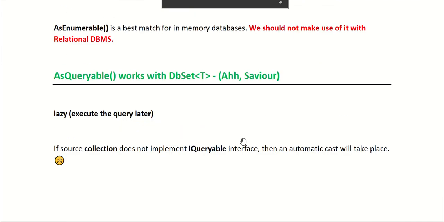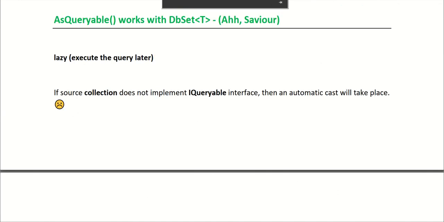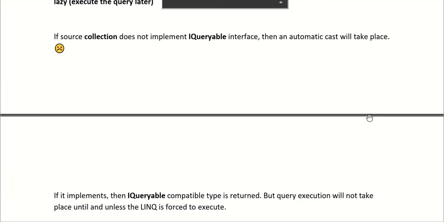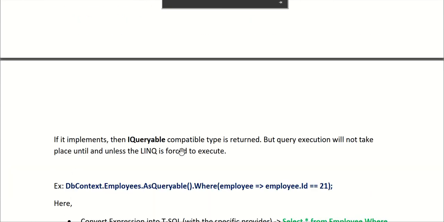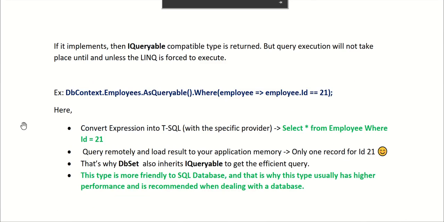Then comes the savior, AsQueryable, and how it works with the DB set. Let's have a look. First of all, like AsEnumerable, it works lazily. It executes the query later whenever there is a need. If source collection does not implement the IQueryable interface, then an automatic cast will take place. If it implements, then an IQueryable compatible type is returned, but query execution will not take place until and unless the LINQ is forced to execute. So let's go through an example.